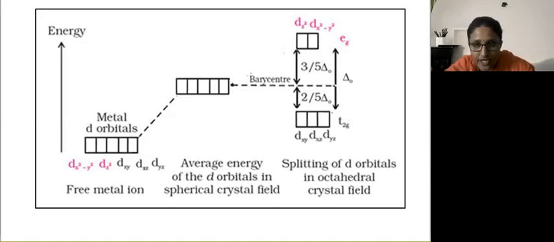Here, why 2 by 5? Because the 2 represents the two orbitals split away from the T2g. So that is represented by 2 by 5, and the magnitude of destabilization will be 0.6 del O. Here 2 orbitals are raised above the T2g set of orbitals.